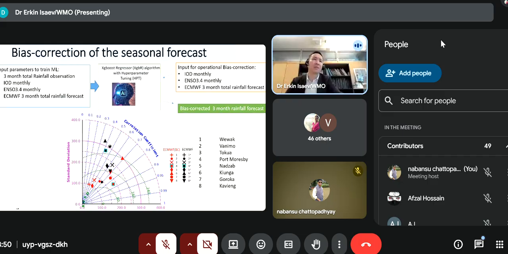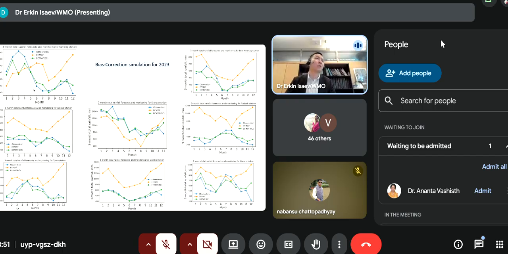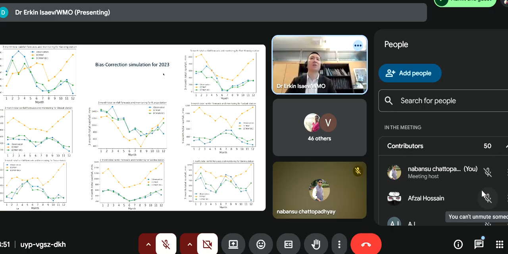When we verify this approach, we can see it significantly increased the accuracy performance of this rainfall forecast after bias correction. We can also see here a 3 months rainfall forecast example for annual. This was the 2023 bias corrected result, because we left 30% for verification, and we want to see how it will perform.